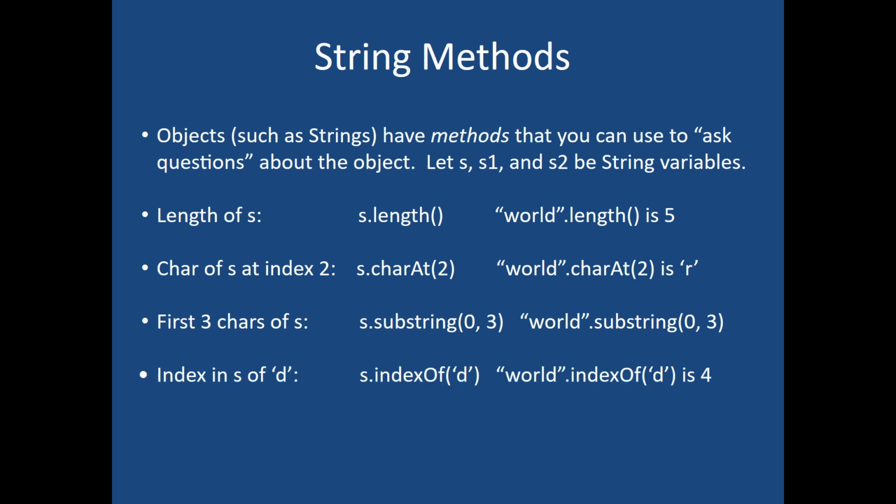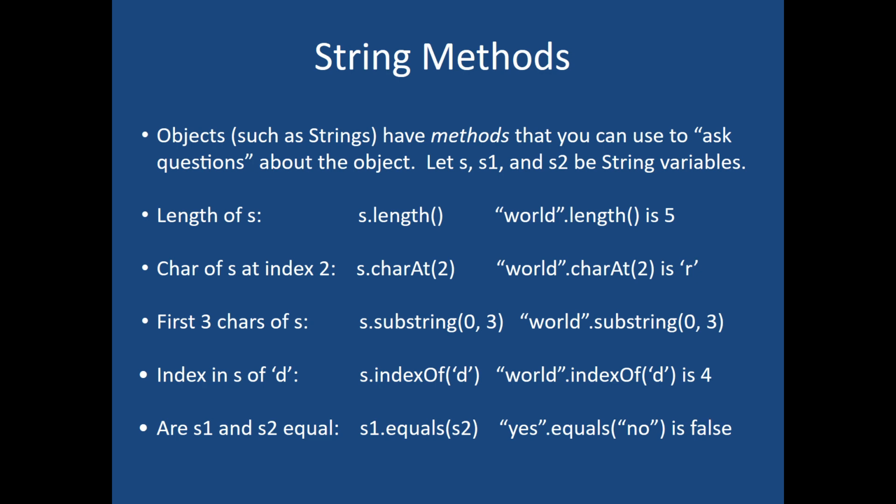You can ask, what's the index at which the character D occurs? So you're saying, world.indexOf the character D is 4. It's telling you D occurs at index 4. You can ask whether S1 and S2 are the same. So yes, the string yes dot equals the string no is false.